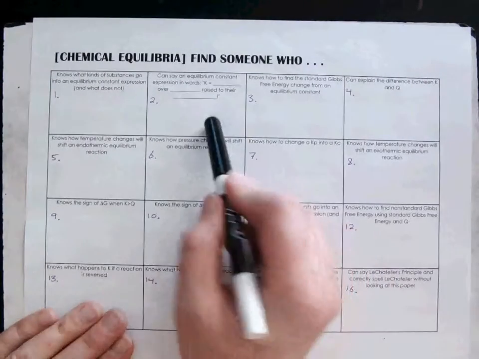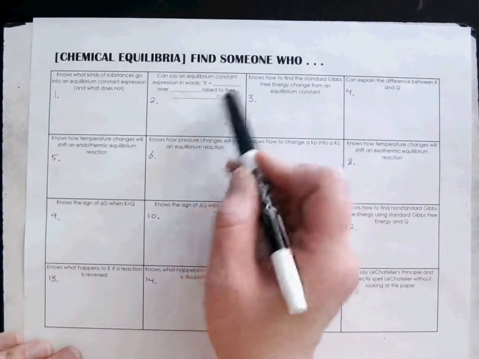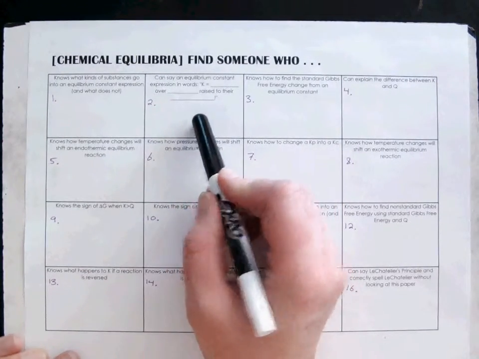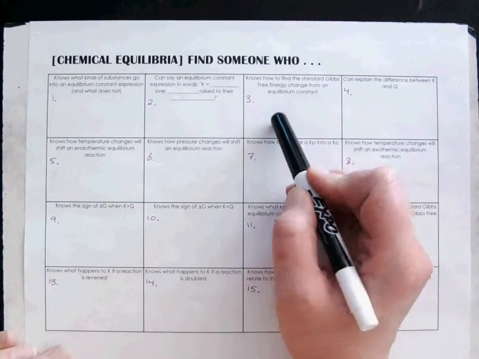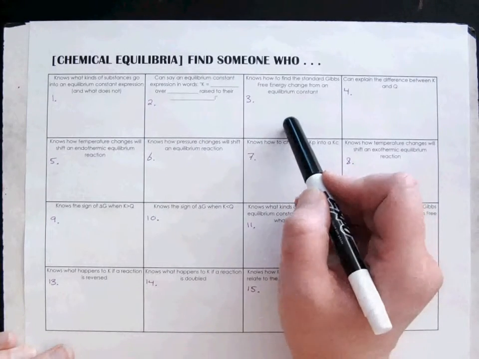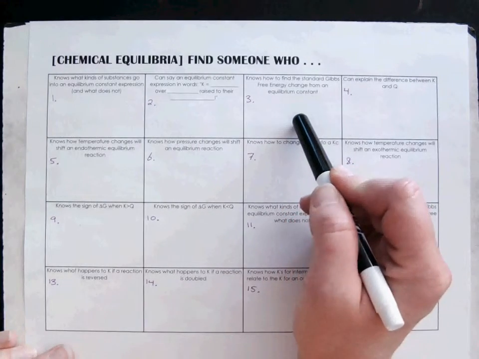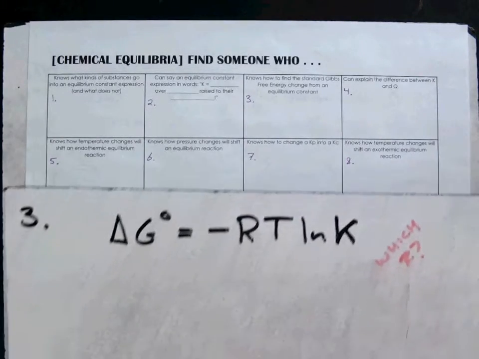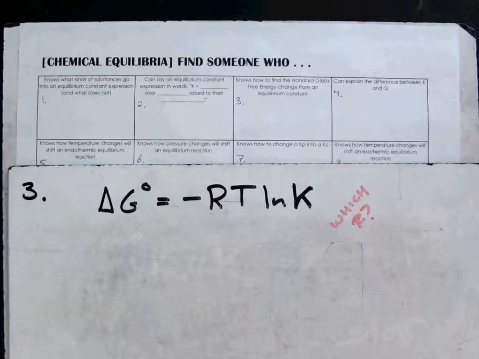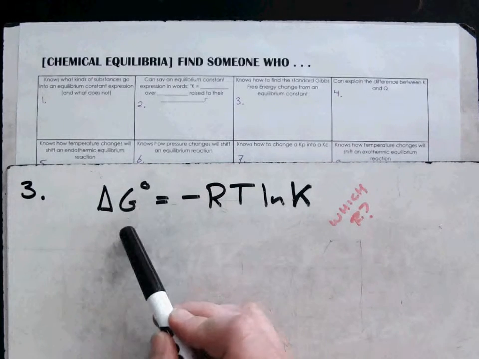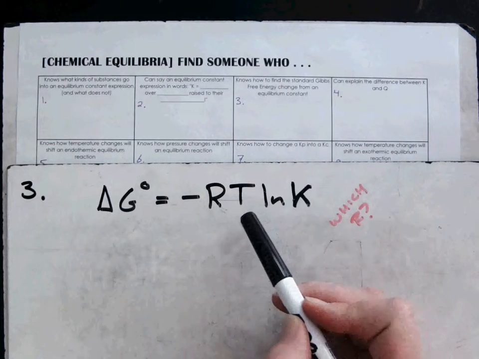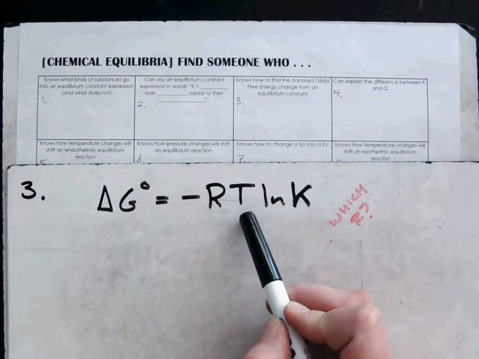For number 2, K equals products over reactants raised to their coefficients. You want to be real solid on that. For number 3, someone who knows how to find the standard Gibbs free energy change from an equilibrium constant. That is this equation. With the little 0, that's the standard Gibbs free energy change. K would be the equilibrium constant. You'd have to be given the temperature, make sure it's in Kelvin.